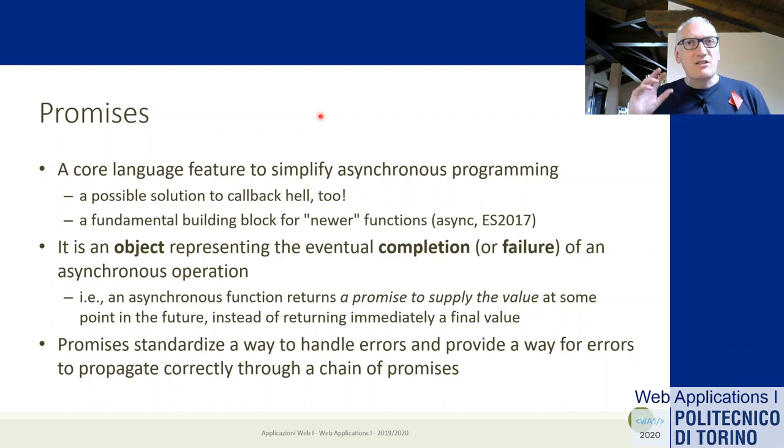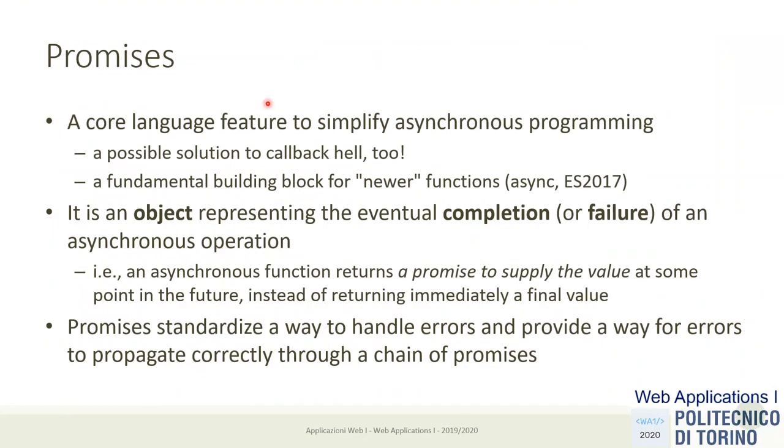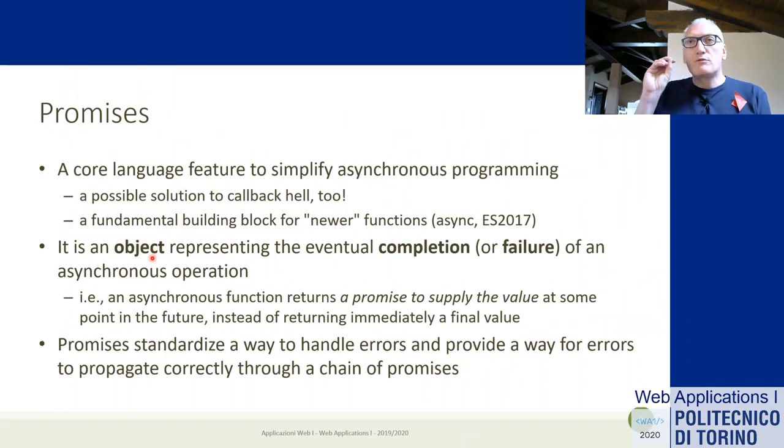So the idea is the same as callbacks, but they are encapsulating the functionality of the asynchronous call in a much cleaner way inside an object. Basically, a promise is an object, and this object represents the fact that we promise to finish a task and tell you whether the task was successful or not. If you ask me to do some task and I'm not able to do that synchronously right now, it's not an immediate task, I cannot return you the result, I will return you a promise.